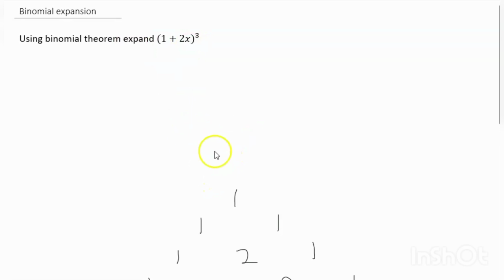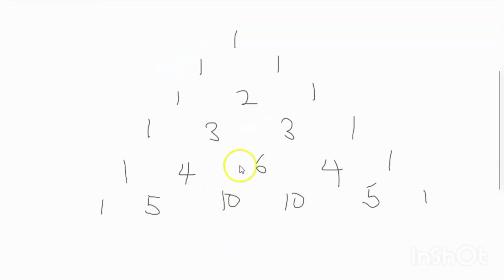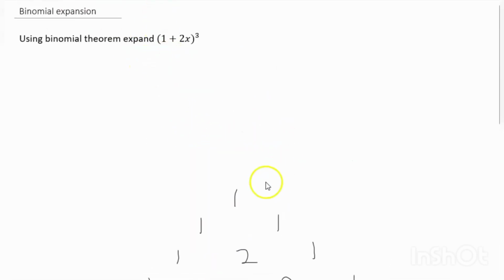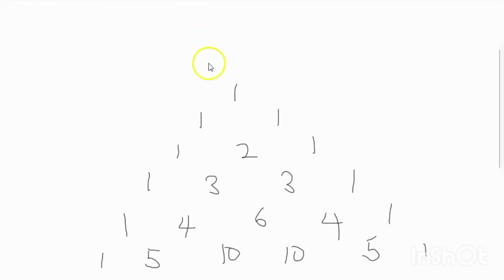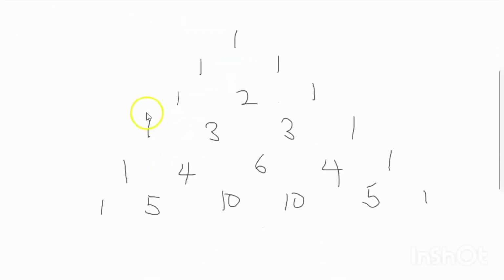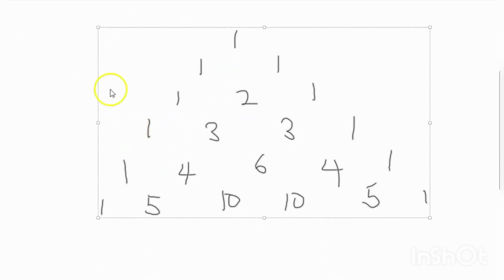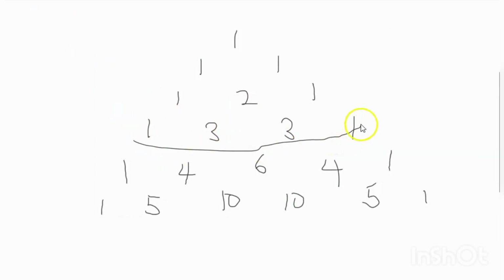So how exactly are we going to use this Pascal's triangle to solve this question? Well, if you want to solve any question, the first thing you will look at is the number that we have here. What is it raised to the power of? It's raised to the power of 3. So which row are you going to take note of? Well, you're going to take note of this row over here.